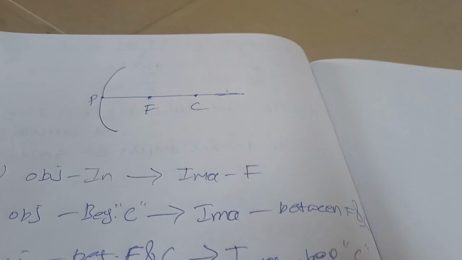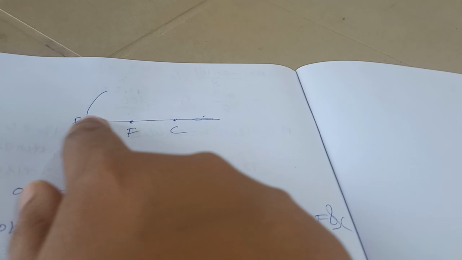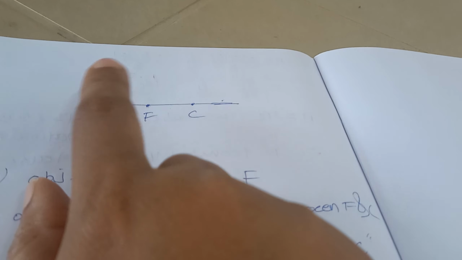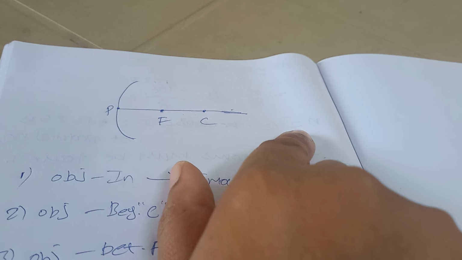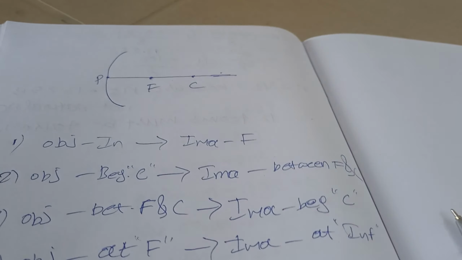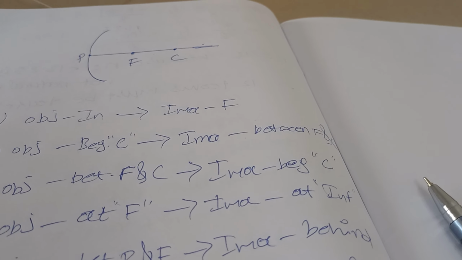Once again I am repeating, the main point is that when the object is moving towards the mirror, simultaneously the image is moving away from the mirror. Listen to this point, then you can understand. That is the object position and image formation. So we have just discussed the image formation by a concave mirror at different positions.